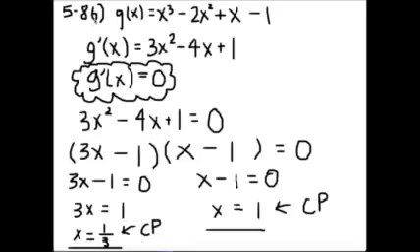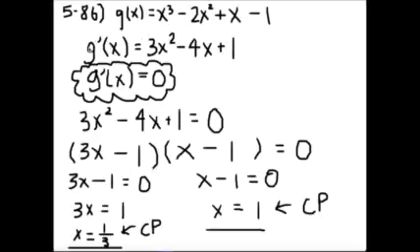Number 86 is asking us to determine where g of x below is increasing, decreasing, concave up, and concave down. So g of x equals x to the third minus 2x squared plus x minus 1. To find where g of x is increasing and decreasing, we would use the first derivative test.